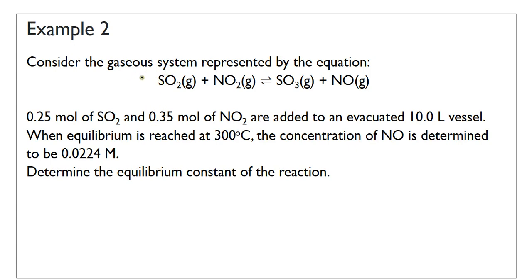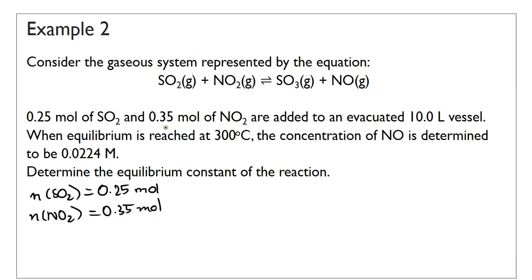You start with a system, so it's a reversible system, everything is a gas. And let's start by summarizing the question. So you have 0.25 mole of SO2, and 0.35 mole of NO2. And then what happened to these? These are initial amounts and they are added to an evacuated 10-liter vessel. So evacuated just means there's no other gas present in the vessel, and clearly these are initial amounts. So I'm just going to put Ni here so that I know it's initial.